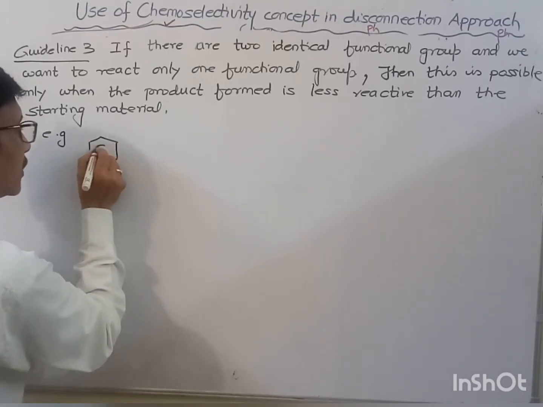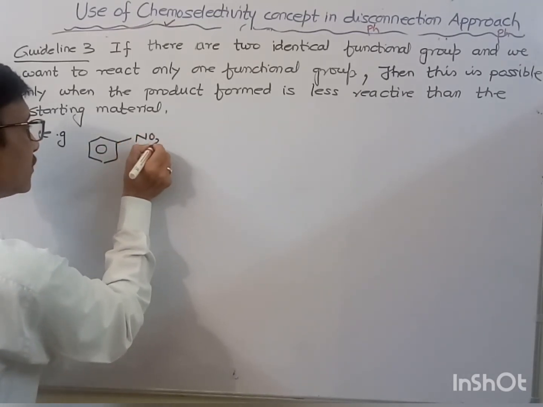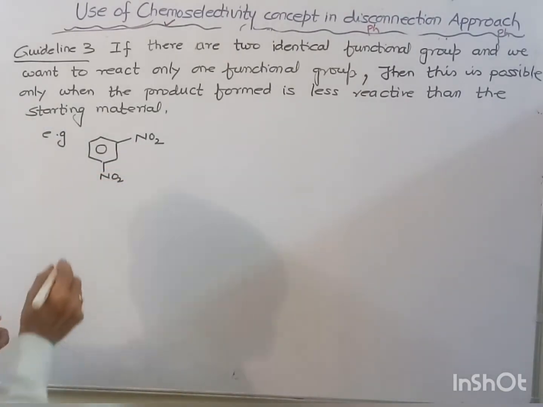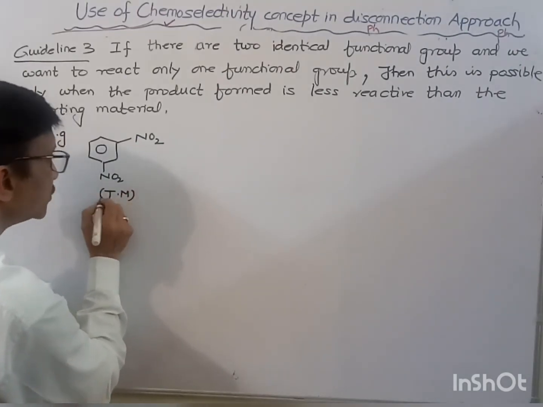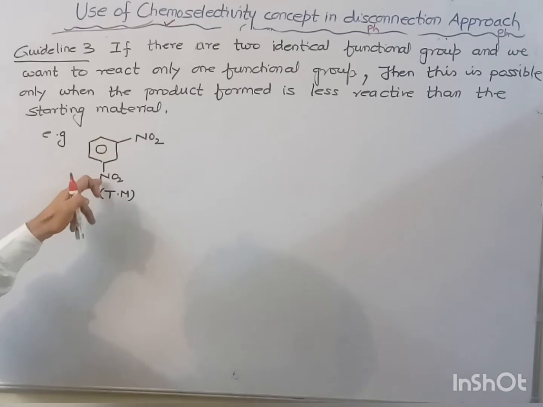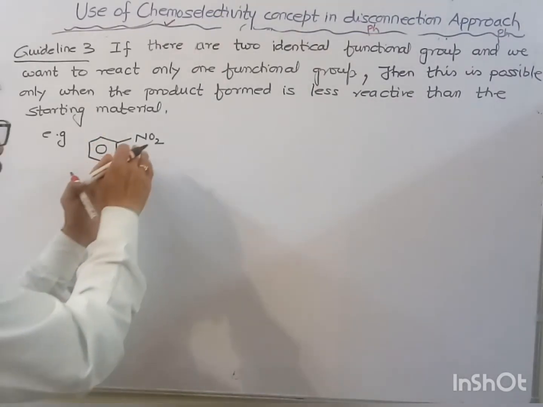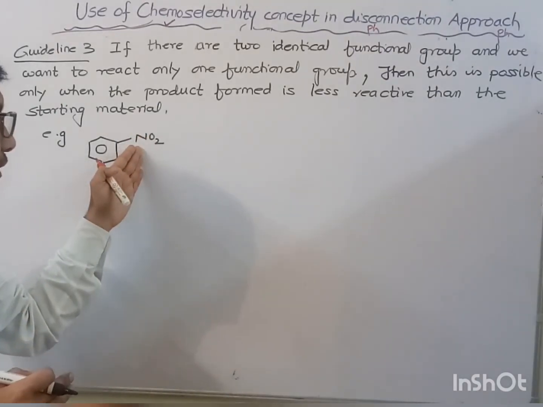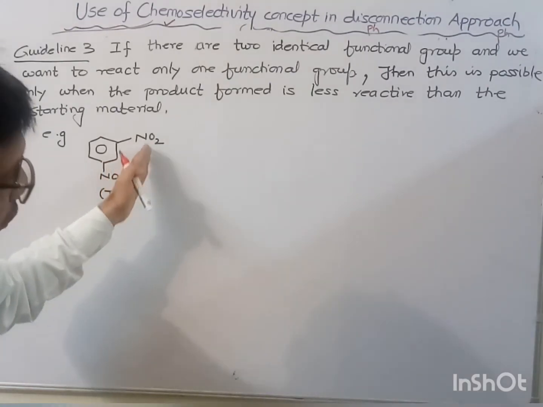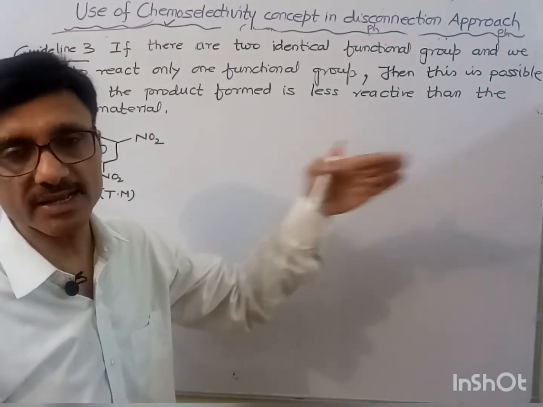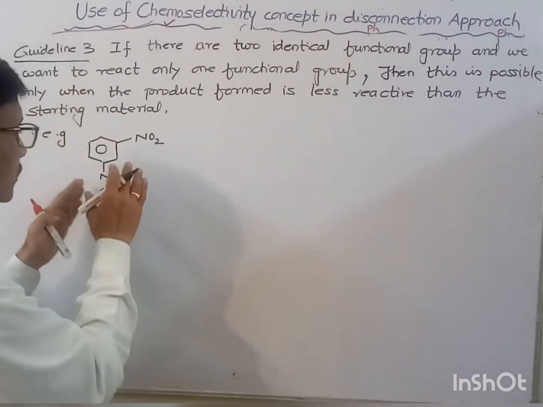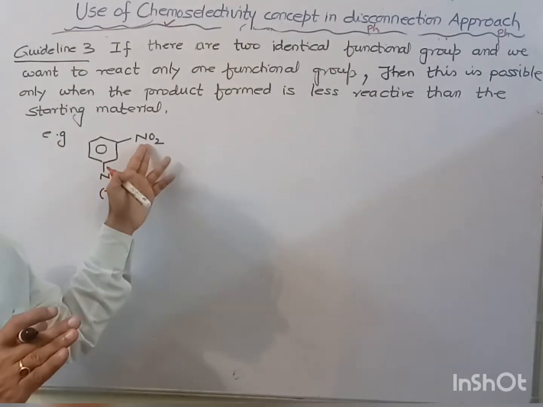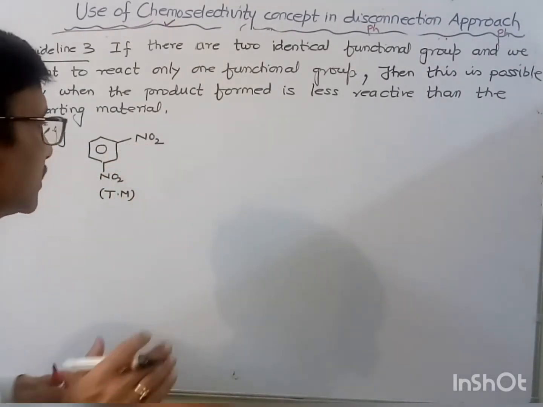Suppose we have two identical functional groups and we have taken meta-dinitrobenzene. So if this is your target molecule, meta-dinitrobenzene, you can see two identical functional groups are present. And if you want to react any one functional group, suppose you want to reduce any one functional group, then this is only possible when the first product formed is less reactive than the starting material. So for reacting only one NO2 group, we need a chemoselective reagent.